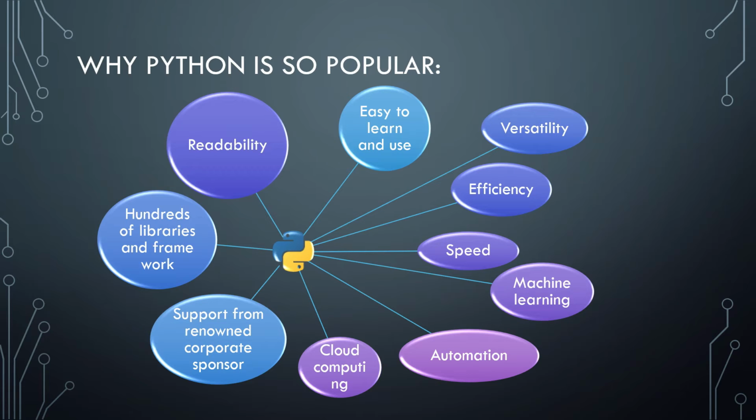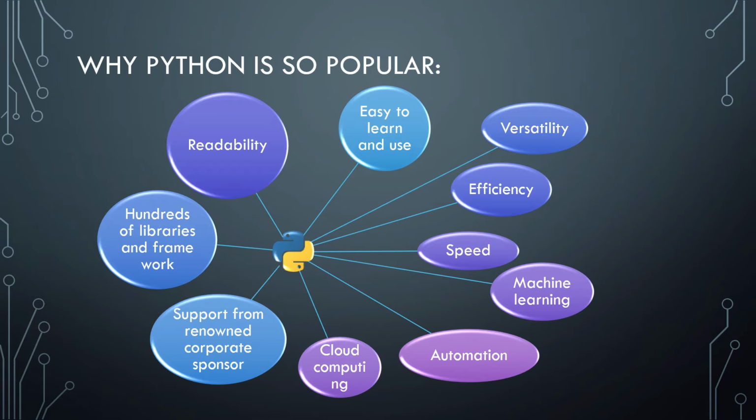The first thing we are going to learn is that it is easy to learn and use. The structure and the syntax are so easy that you can easily learn and use them. Versatility means there are different types of things you can develop using Python. For example, you can do web development, game development, and all other different types of things. You can make management systems as well.